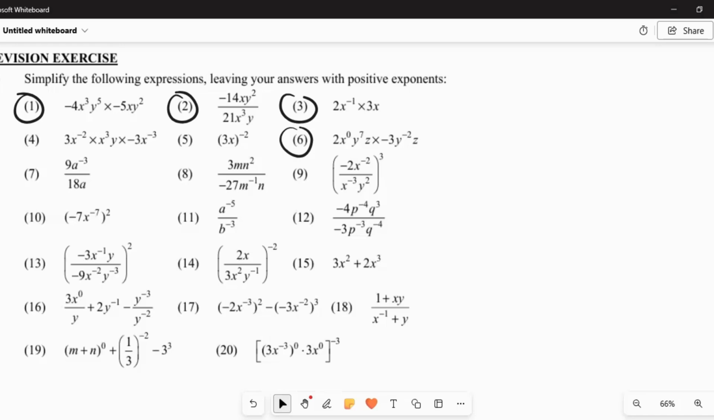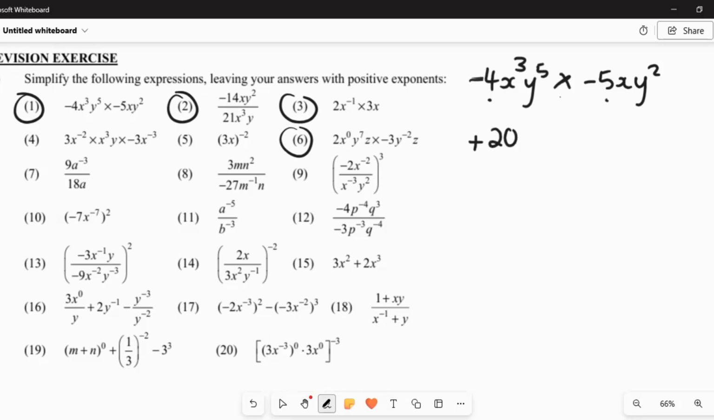The first one, we are given negative 4x cubed y exponent 5 multiplied by negative 5x y squared. Now remember, signs are as important as numbers and letters, right? Letters meaning variables, they are as important. So we're firstly going to multiply signs. Negative times negative is going to give us positive. Then we have 4 multiplied by 5 is going to give us 20.